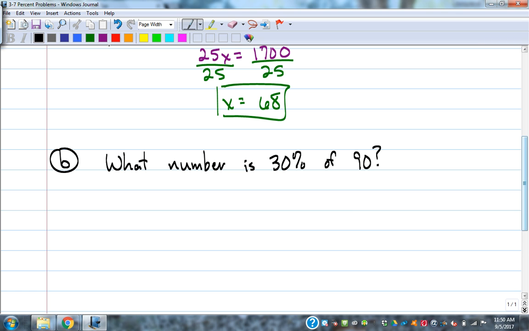So if we take the is over of, the percent always goes over what? Over 100. If they give you a percent, you know that number's going over 100. So it's 30 over 100. The is, it says what number is. That what number is the x. Is over of. What's the of? 90. Abel, you have a question?